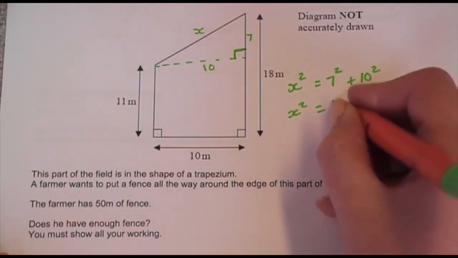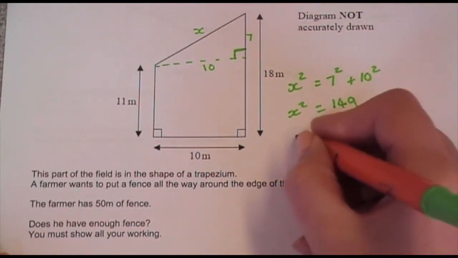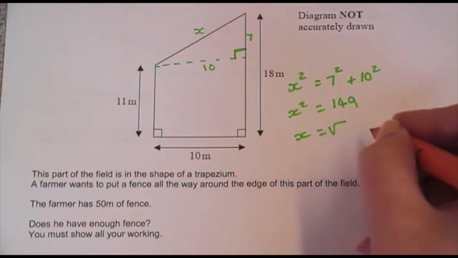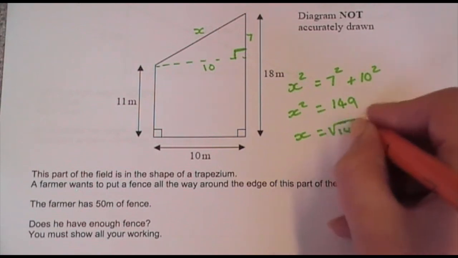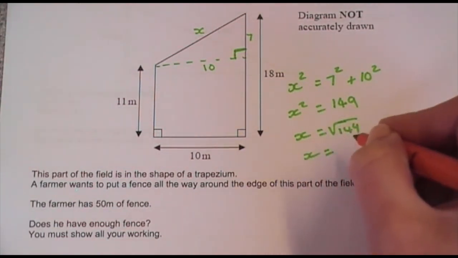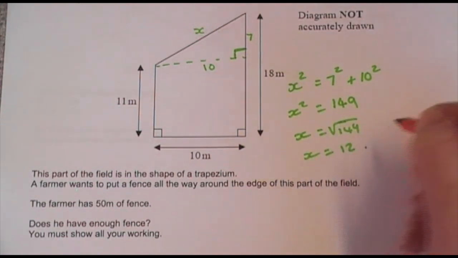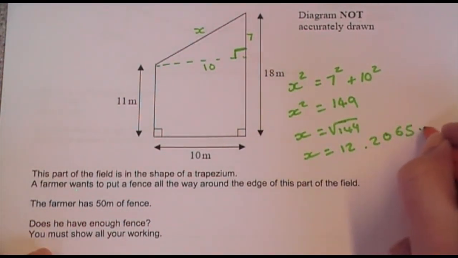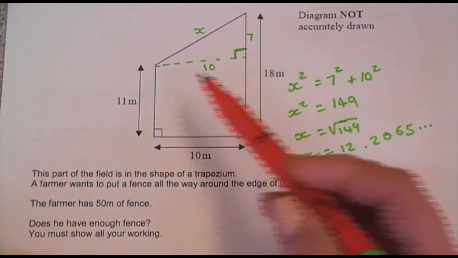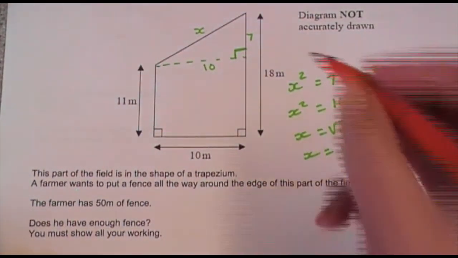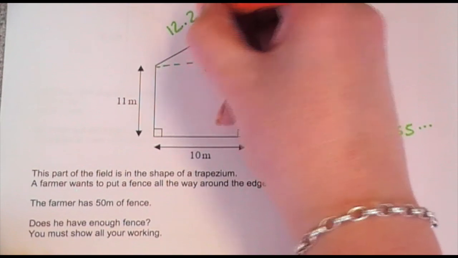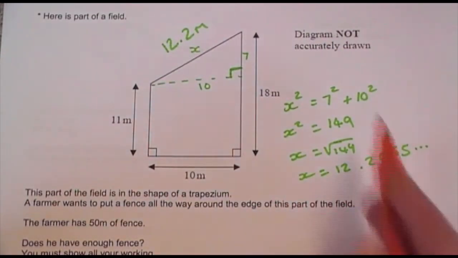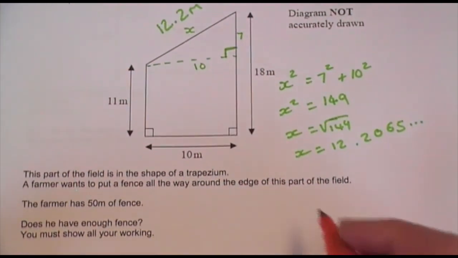So X squared equals 149. So X equals the root of 149. So X equals 12.2065... So I know that, and I'll round it to 12.2. That is 12.2 meters. Now I need to find the perimeter, and I do need to show that I'm finding the perimeter.